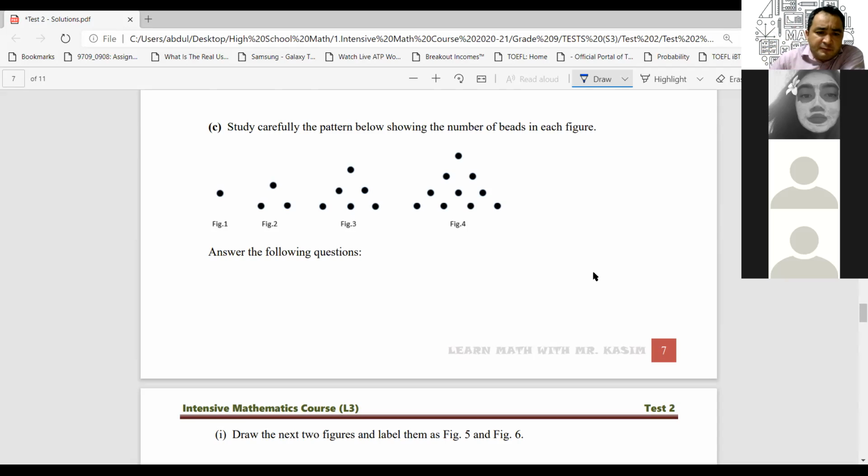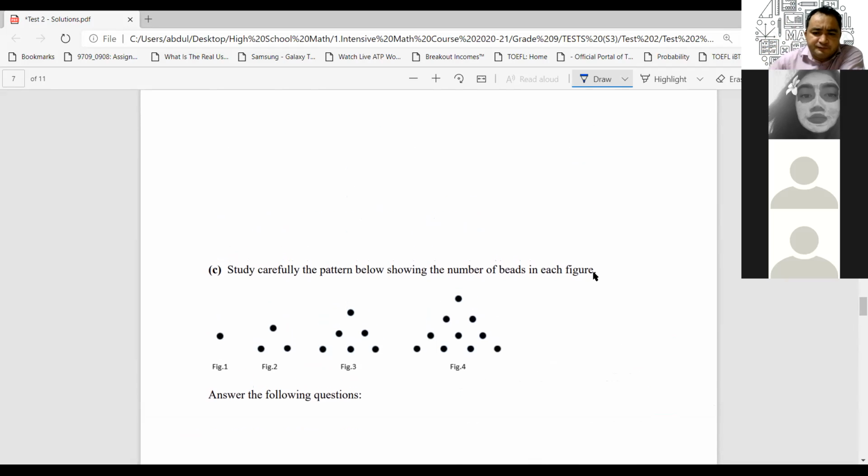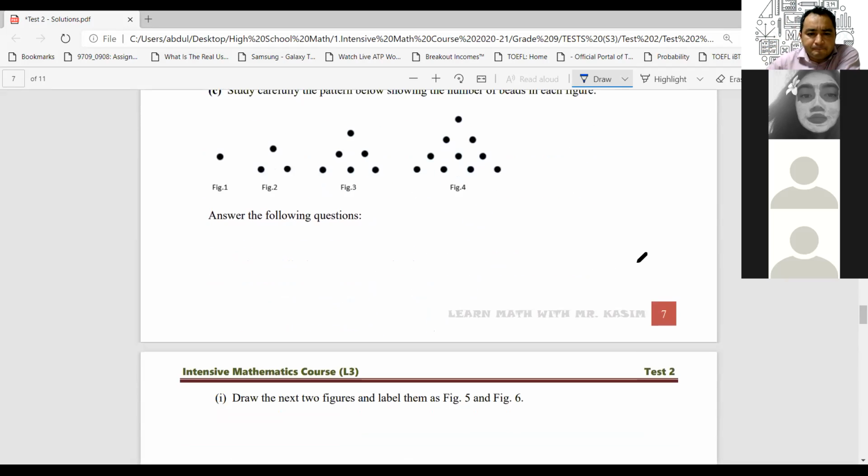First, if you just study the pattern, in the first figure we have 1 bead. The second one, we have 3 beads, and the next one, 6 beads, and then 1, 3, 6, here we have 10 beads, right? So each time, the second one we add 2 more, the third one we add 3 more, the fourth one we add 4 more.